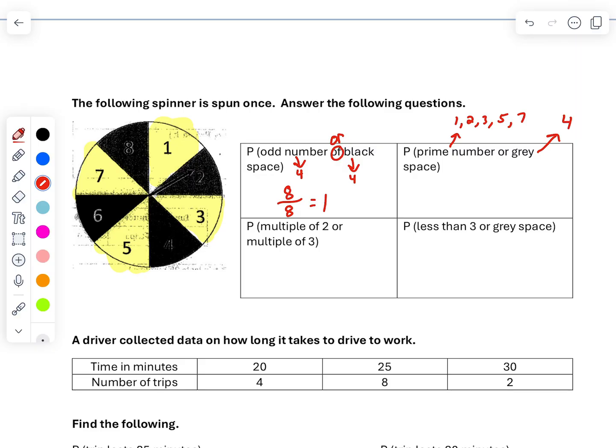So here's how we'll do this. The number of prime numbers, there are 5 of them. And the number of gray spaces, we said there's 4. So we have 9 total spaces, and we have to subtract out the number of overlaps. So in this case, we have 1, 2, 3, 4 overlaps. Once you subtract out your overlapping events, that is your new numerator. So our final answer is we have 5 in 8 chance of doing a prime number or a gray space.